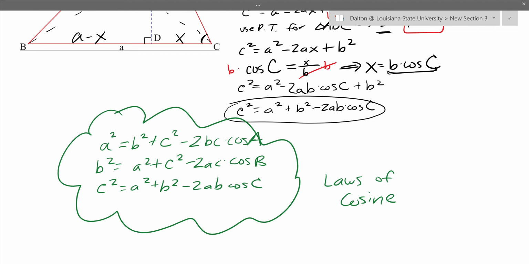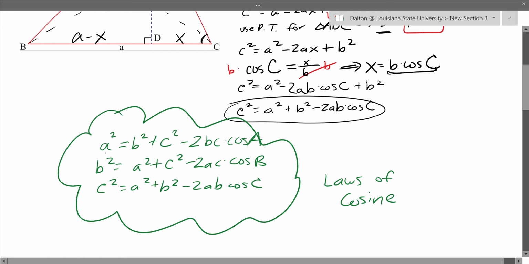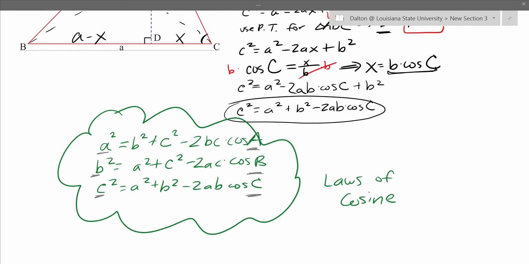So like a squared, that law, notice, takes the cosine of A. So a squared takes the cosine of A. B squared takes the cosine of B, and C squared takes the cosine of C. So the cosine angles match that particular side squared. And then the other sides are just literally the other two.